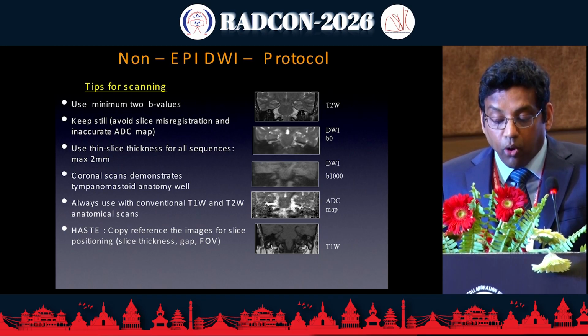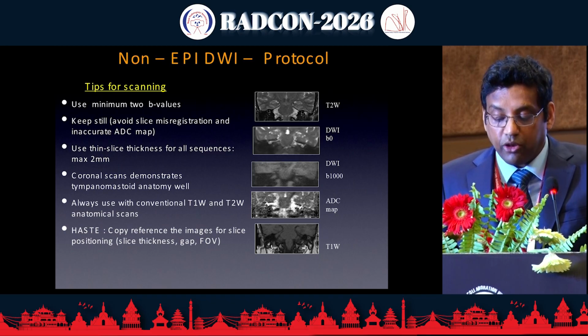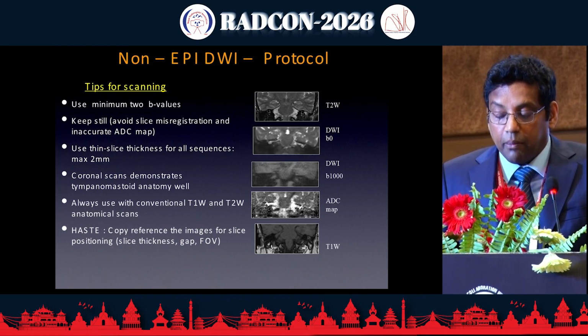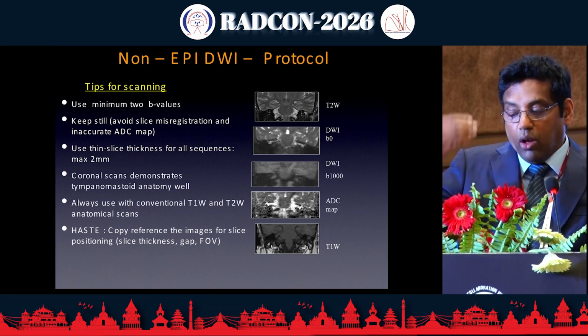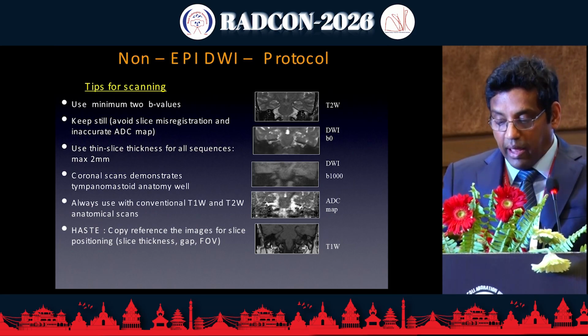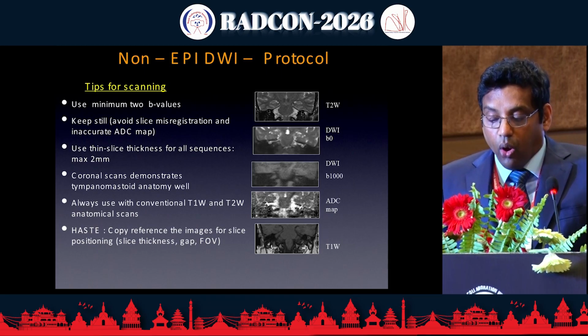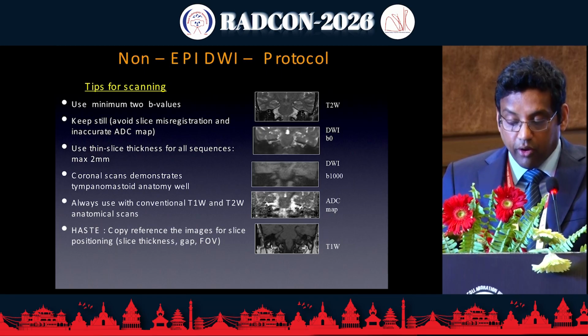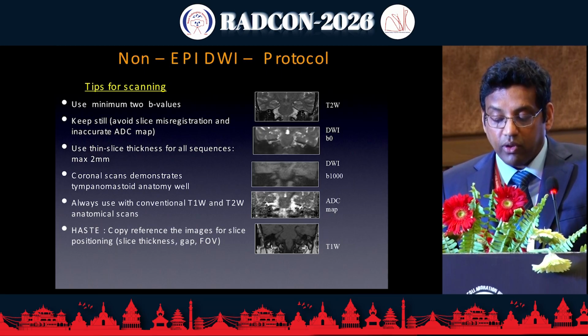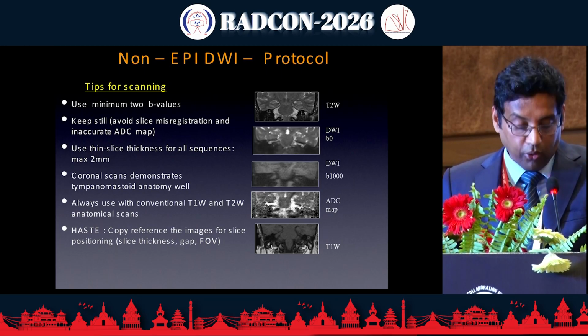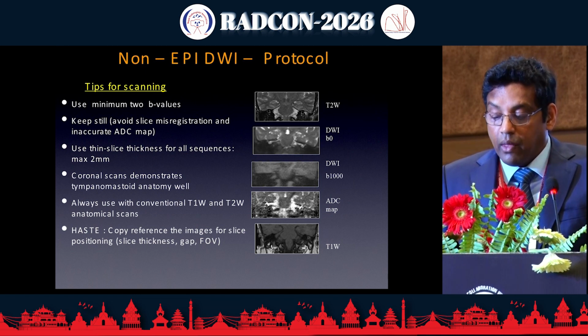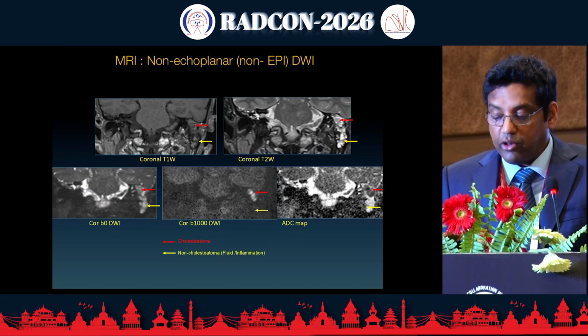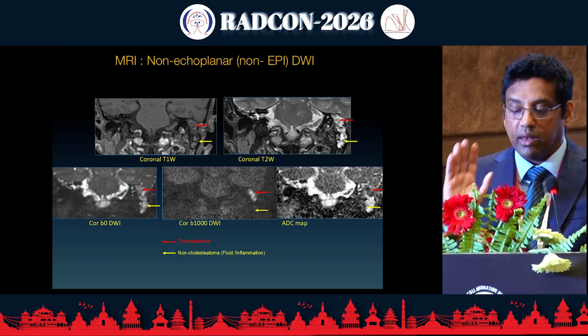And then the most important thing is to copy reference all these images for slice positioning. So when you report, all of these will be in the same position, like what I'm showing you here now. The radiographers need to copy reference for slice positioning. I can't stress how important that is. Once you get this registered for slice positioning, you can see T1, T2, B0, B1000, ADC map, all in the same position.